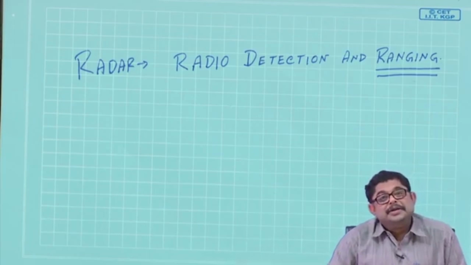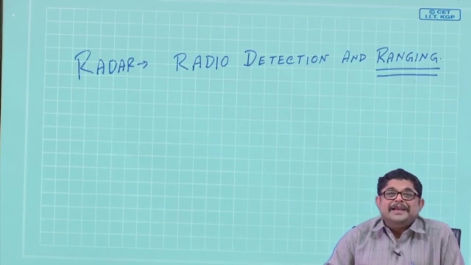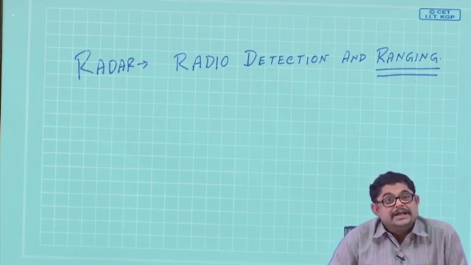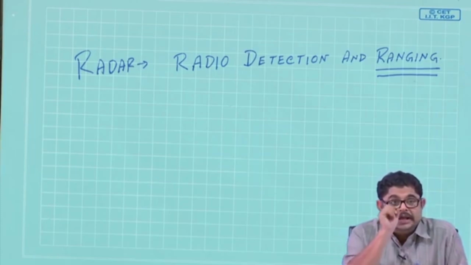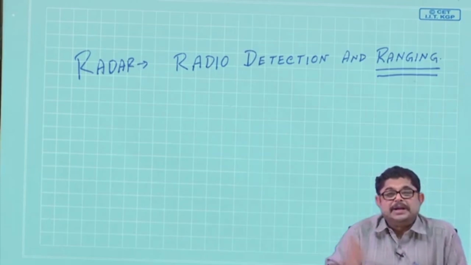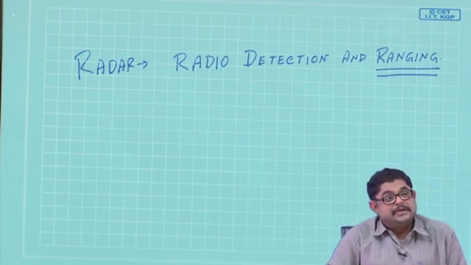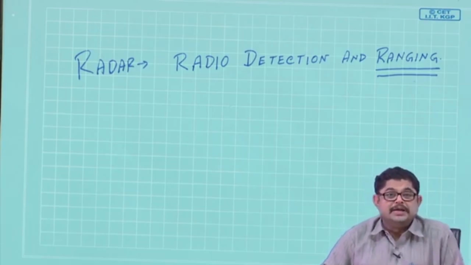But then what is the drawback of the radar? Definitely our eye has a very good resolution. We can see each point separately. Radar cannot do that. Radar is much poorer than the eye in terms of resolution.